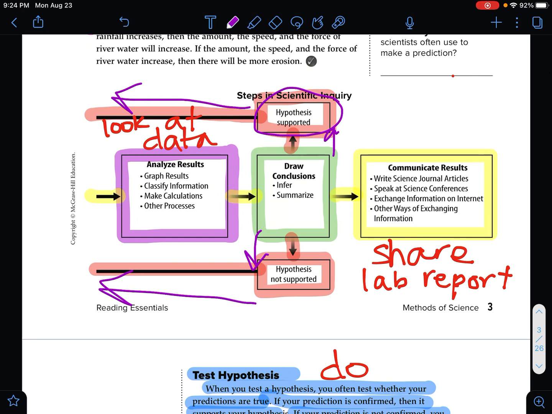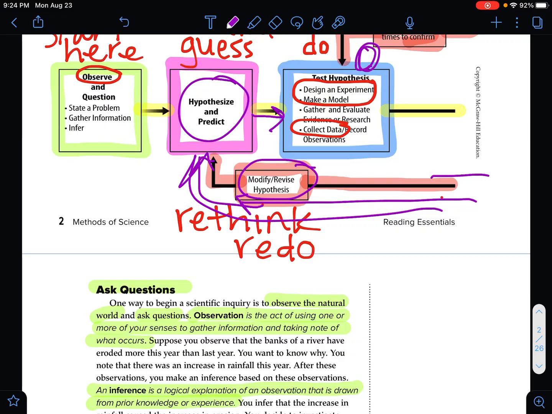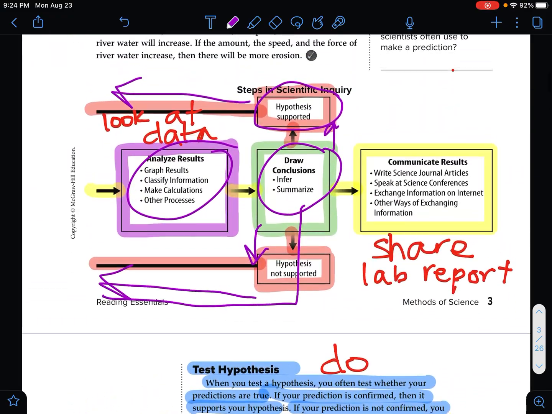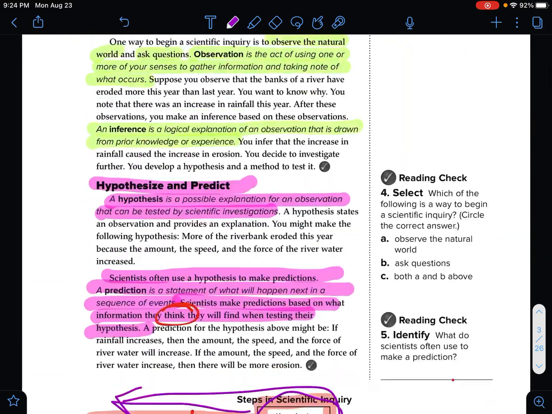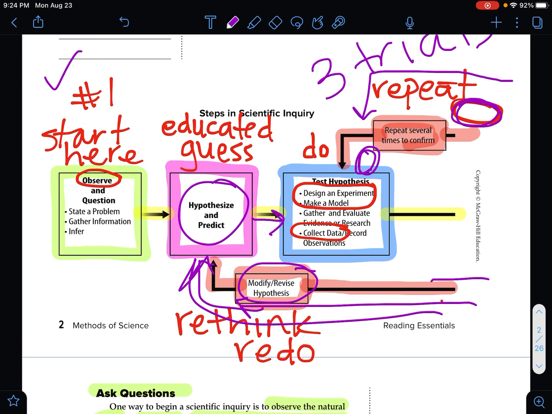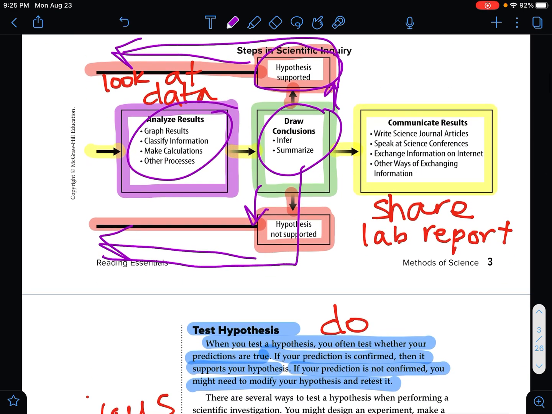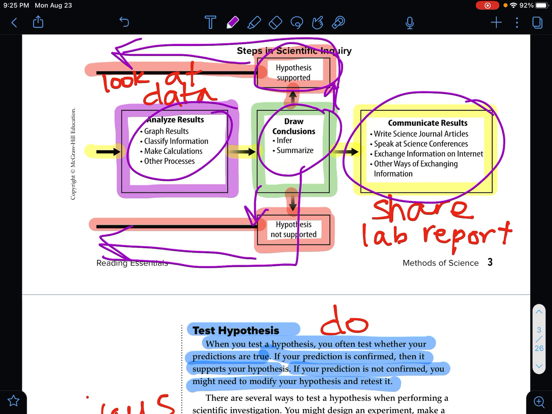I'm going to analyze my data. I'm going to draw my conclusions. Am I still not supported? Well, I got to go back to the drawing board and I need to rethink and redo. Or was my hypothesis supported? I'm going to come back up here and now I'm going to repeat, doing it a few times to confirm my results. All right. So I've gotten to the point now where I am ready to do my last step.